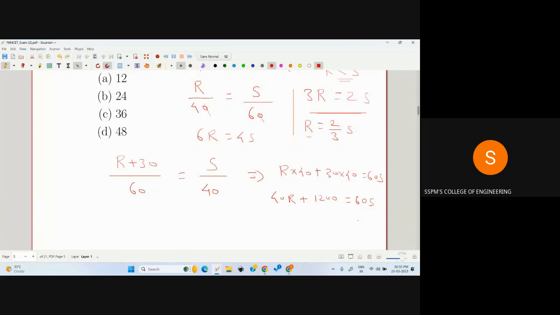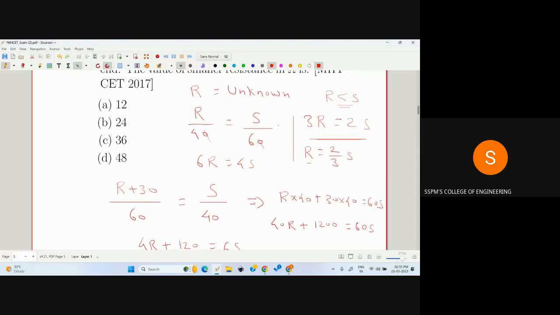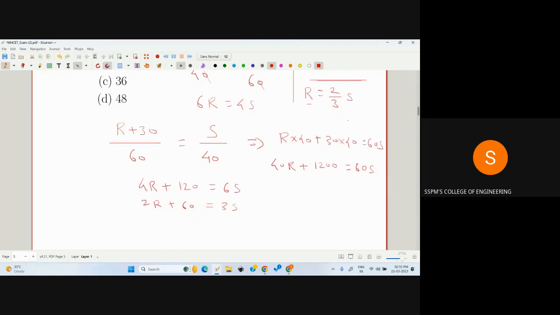Now divide by 10, we get 4R plus 120 is equal to 6S. Again divided by 2, it becomes 2R plus 60 is equal to 3S. Are you getting? Now we know the relation for R in terms of S. So what is it? 3R is equal to 2S.